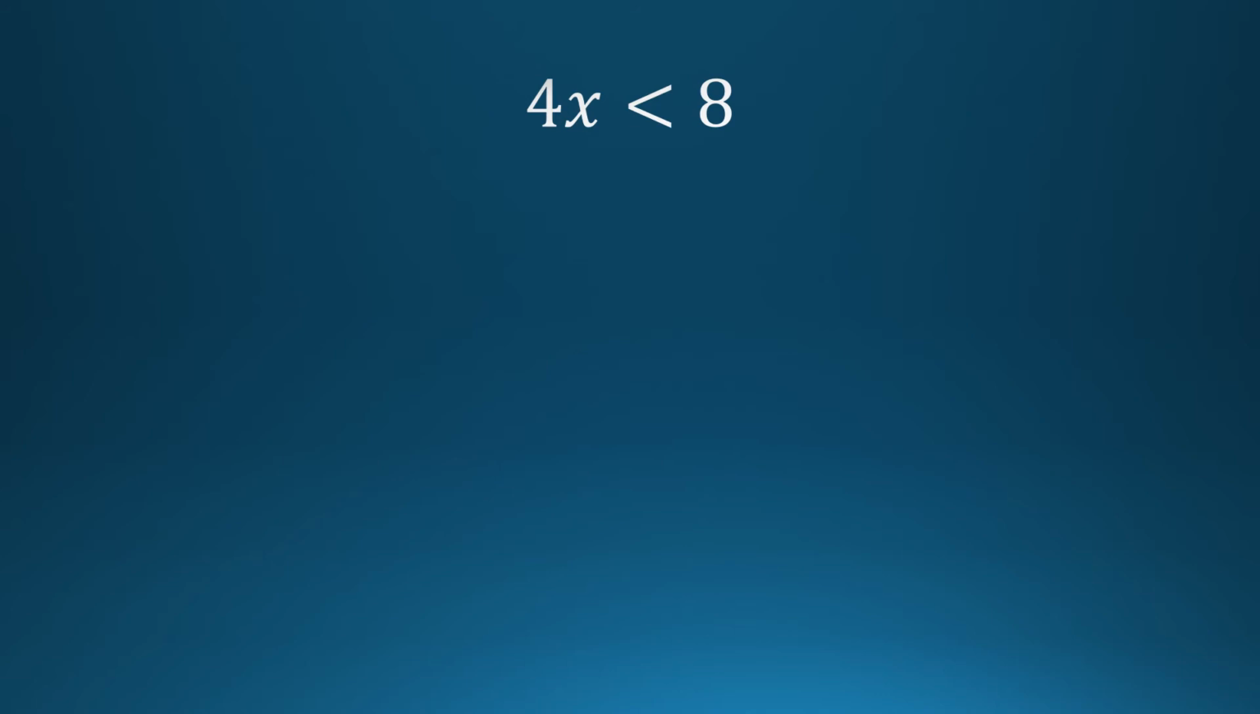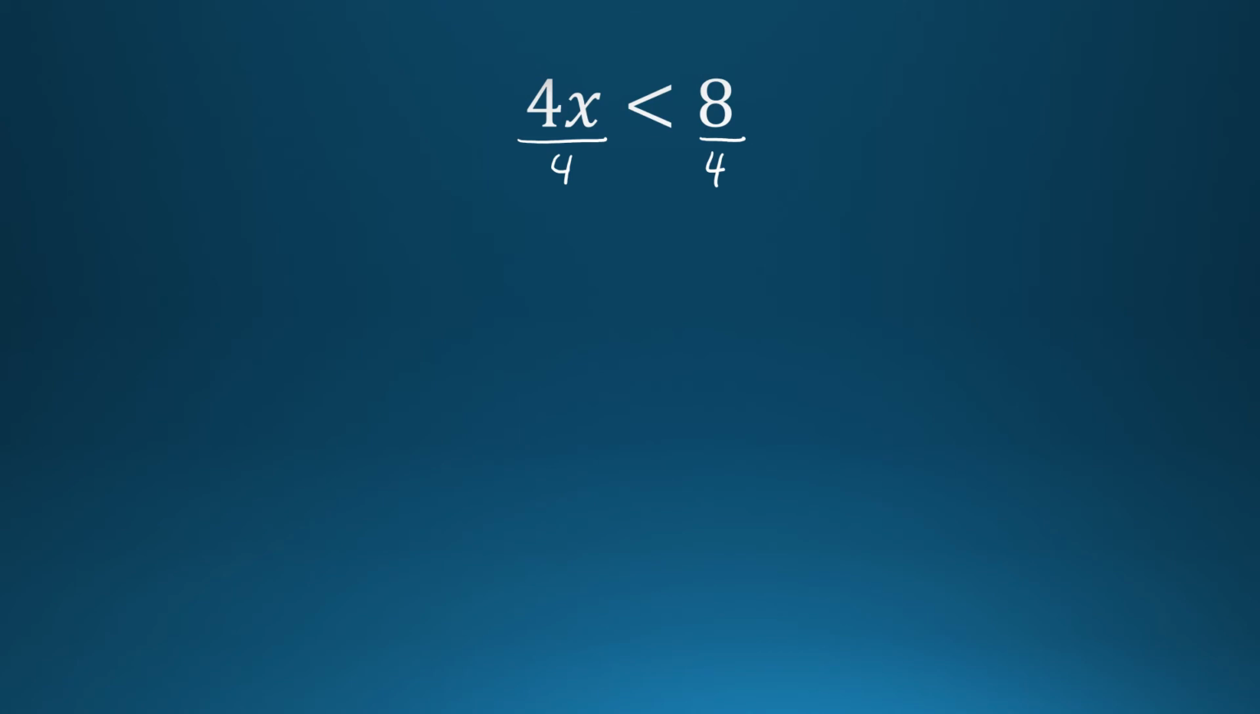Our next example: 4x is less than 8. To isolate the variable x, notice the 4 and x are being multiplied. So to undo multiplication, we want to go ahead and do some division. So we're going to divide both sides by 4. It's just a positive 4, so we don't have to worry about flipping our inequality symbol here.